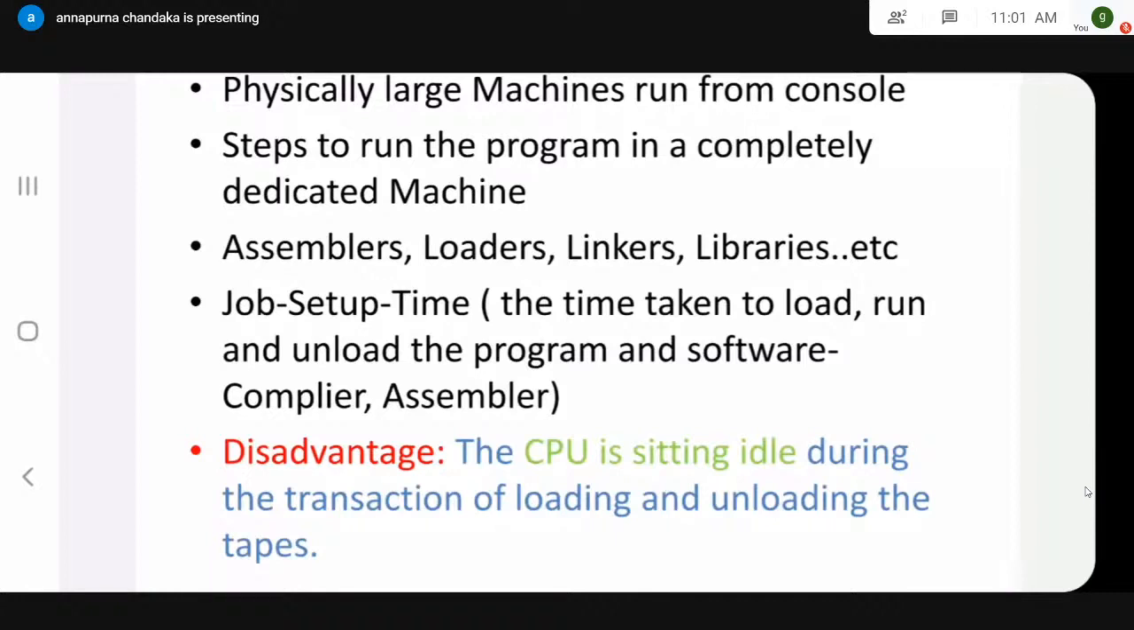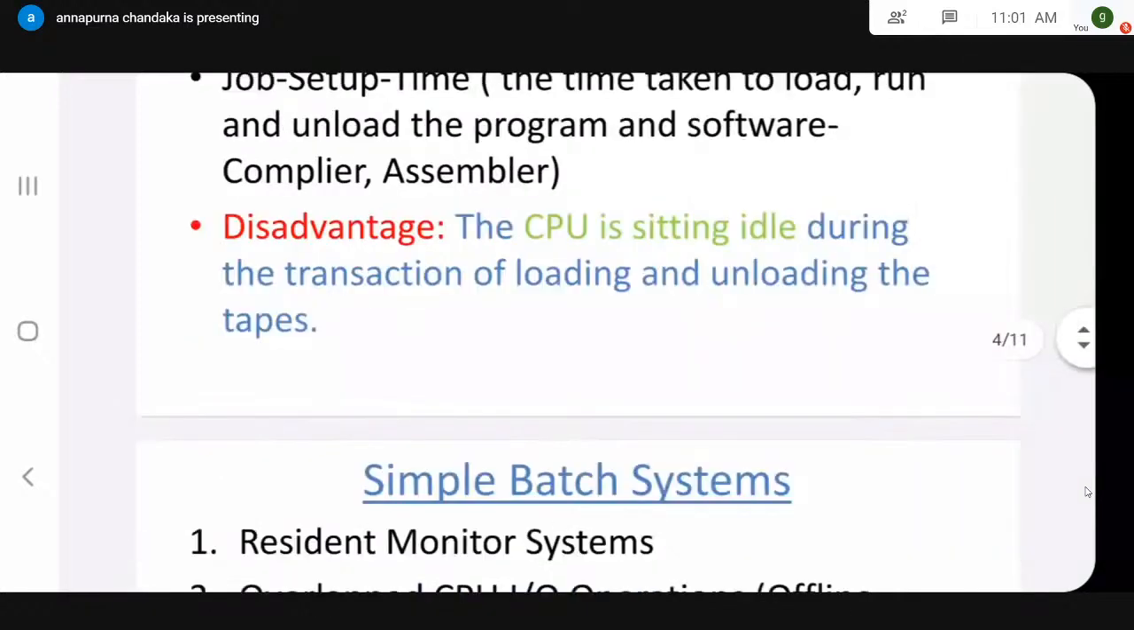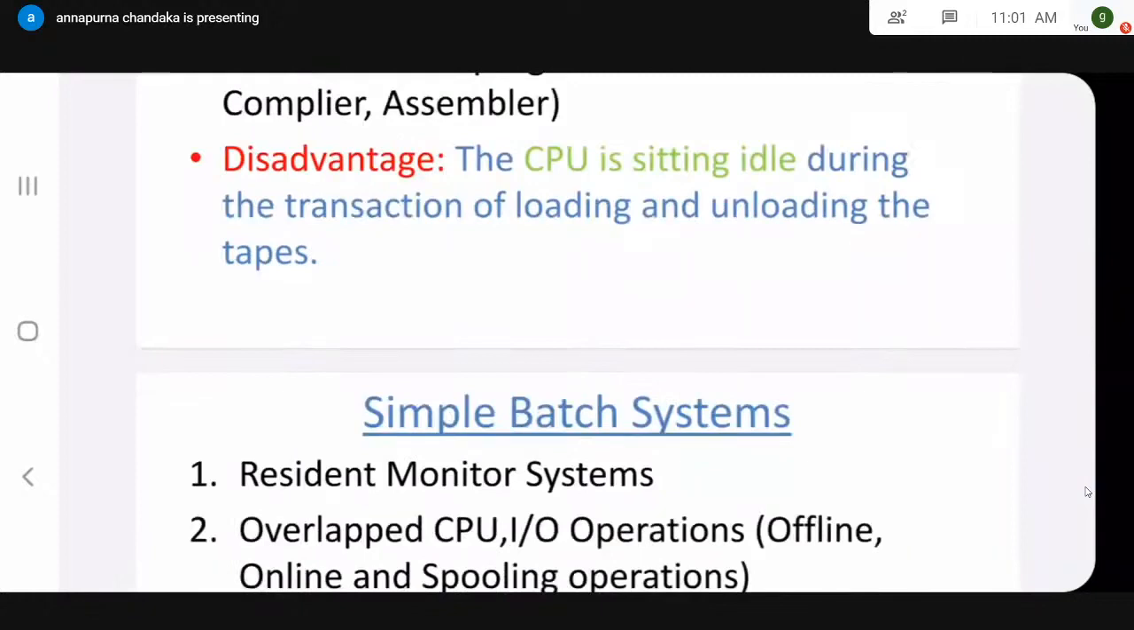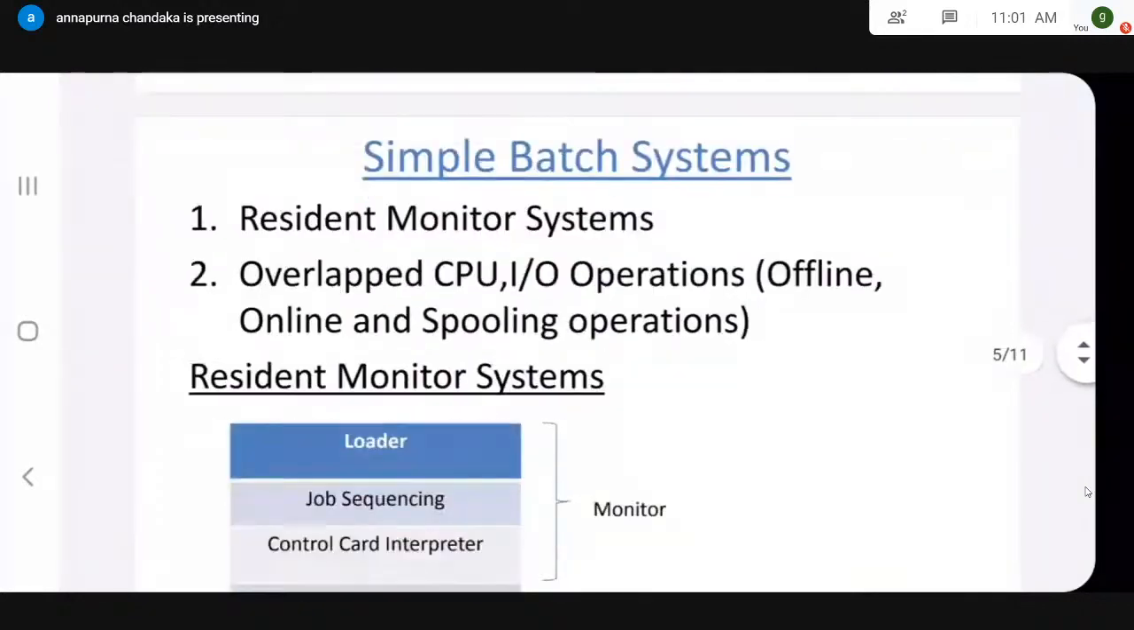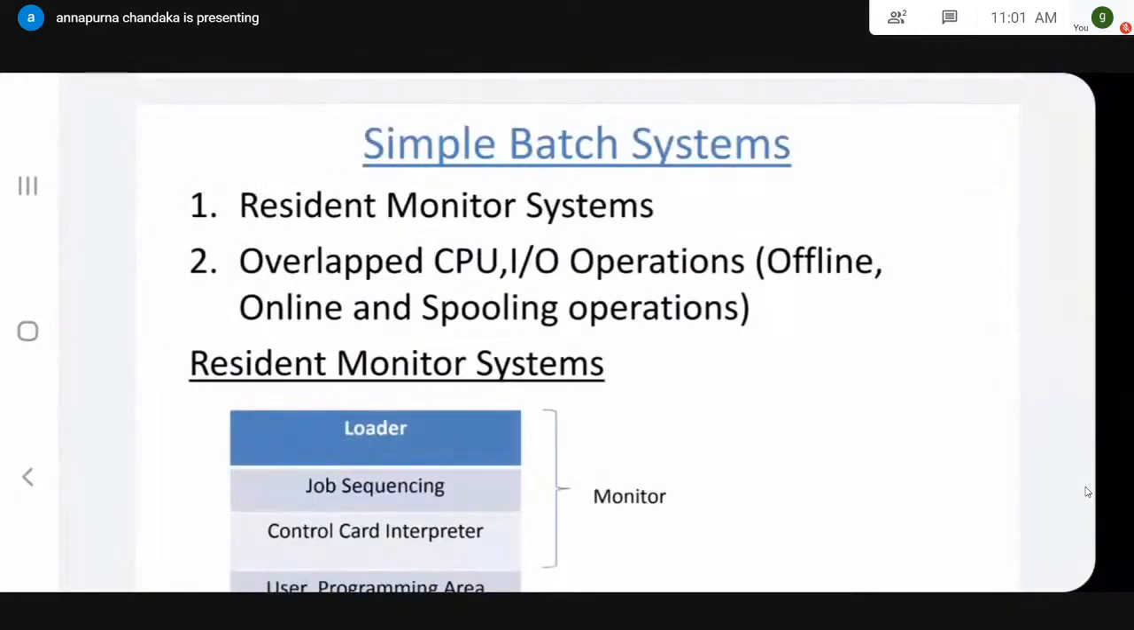Now, in order to make the CPU busy, something had to be done, and research was carried out. The next very important concept invented to keep the CPU busy is simple batch systems. The next concept developed is a simple one. So far, no operating system has been defined.